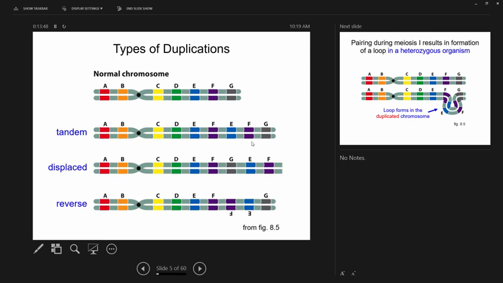So different types of duplications. Tandem is what I've shown. You just take it and put it right after. Displaced is here. You put it on the other end. And reverse, you have it somewhere, but it's flipped around in the opposite orientation. The displaced and reversed are especially vulnerable to the position effects I talked about, because now this E and F here is way out beyond the G, and you could have not the control region it should have or extra control region.